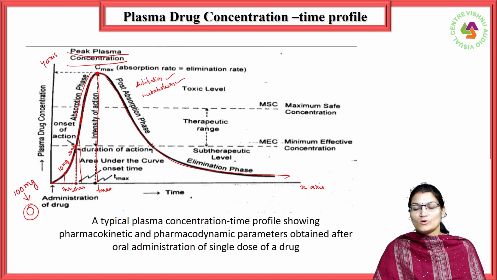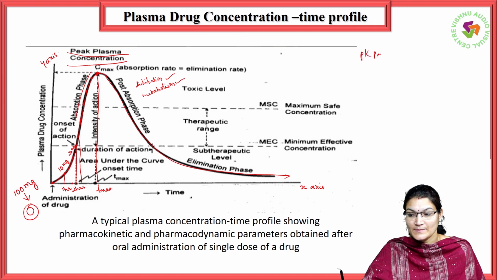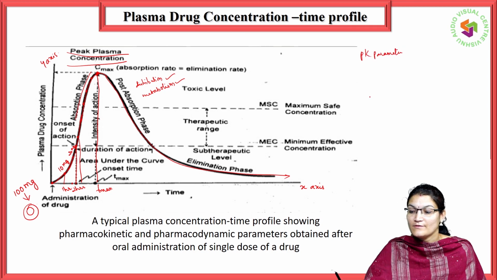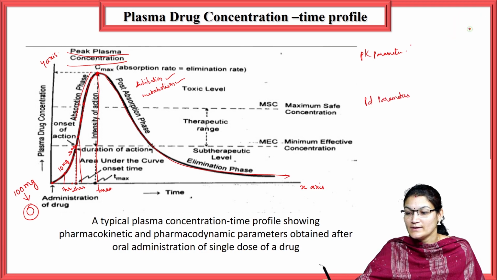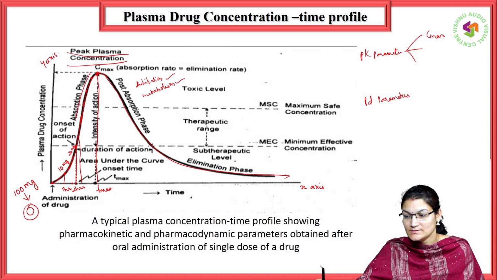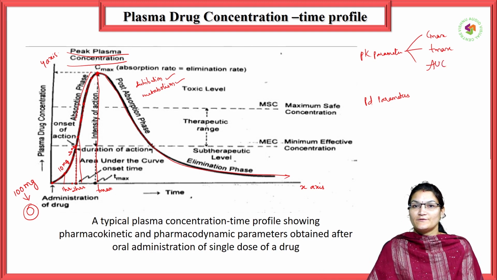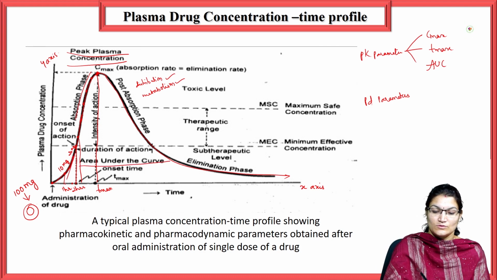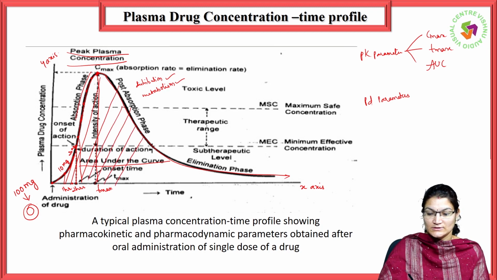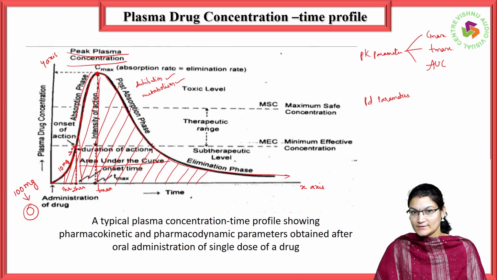As I said, we have two sets of parameters in the same graph: pharmacokinetic parameters and pharmacodynamic parameters. The pharmacokinetic parameters are Cmax, Tmax as well as AUC. All these three come under pharmacokinetic parameters. AUC is area under curve. This is AUC, the whole area represented under this graph. This is what we call AUC, area under curve.